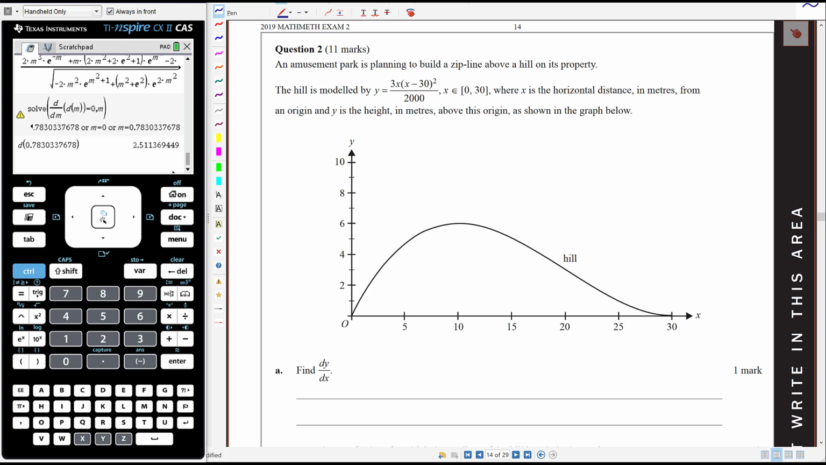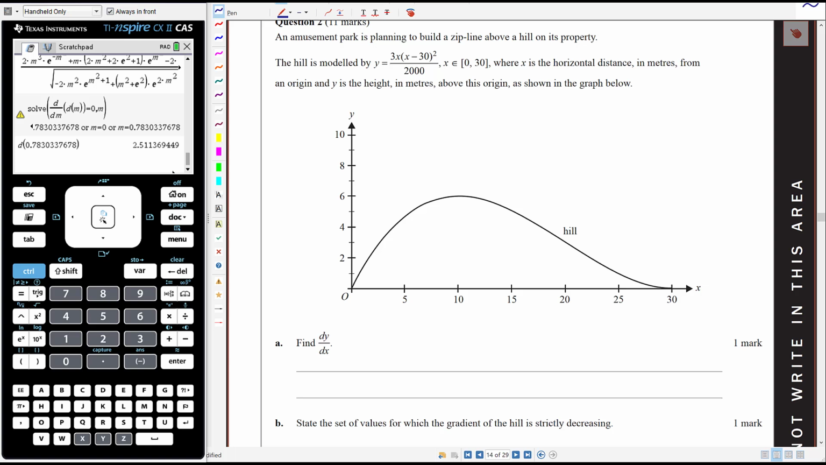An amusement park is planning to build a zip line above a hill on its property. The hill is modelled by this cubic equation here. I must say, one thing I really didn't like about this exam was that they didn't give you this as f of x or g of x or h of x, and it made the notation really difficult. You couldn't just write f dash x, you had to write out the derivative or write out the expression. It actually made it quite cumbersome to work from.